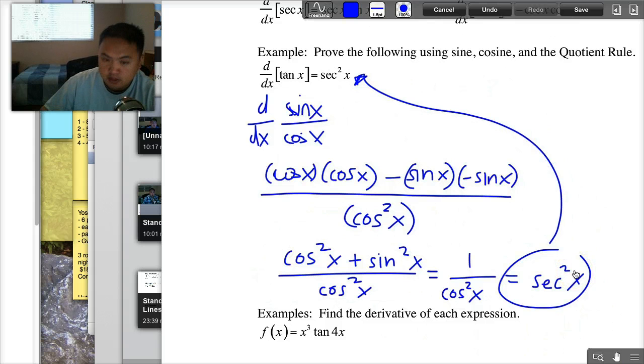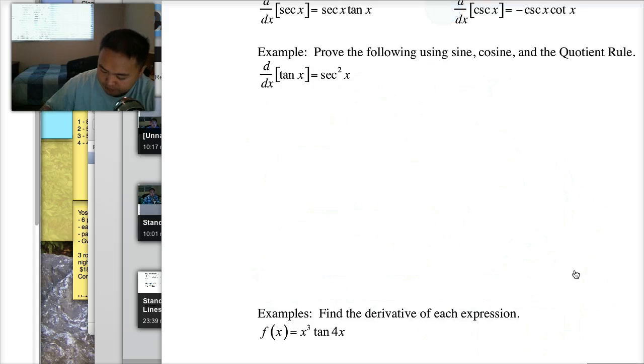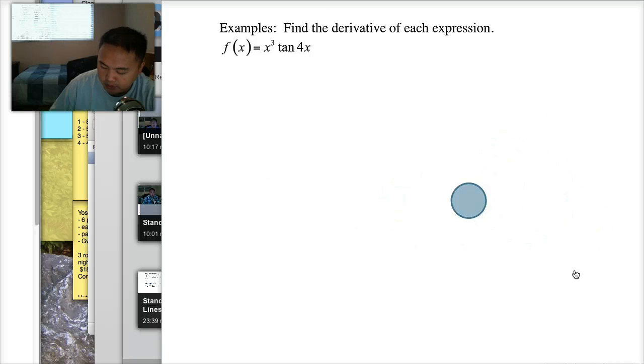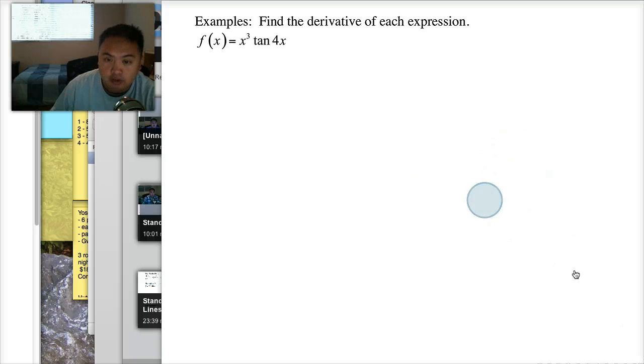Okay. Now, if we move on down, interesting question here. Remember, we're applying trig. It says here, find the derivative of each expression. This one I have x to the third tangent 4x. Now, which rule do you think is the first rule we're going to use?